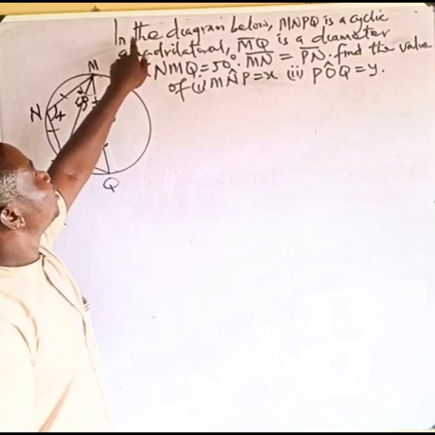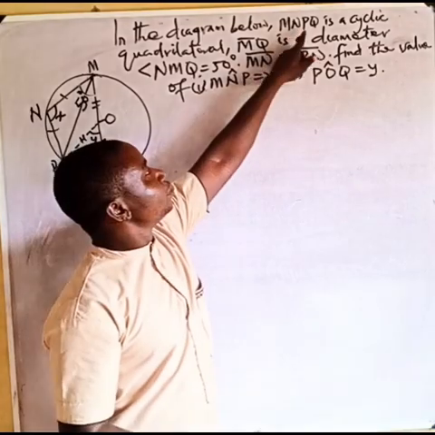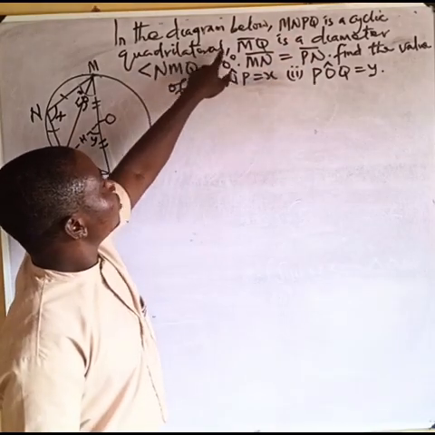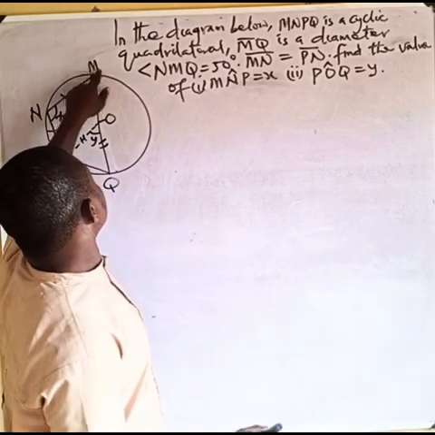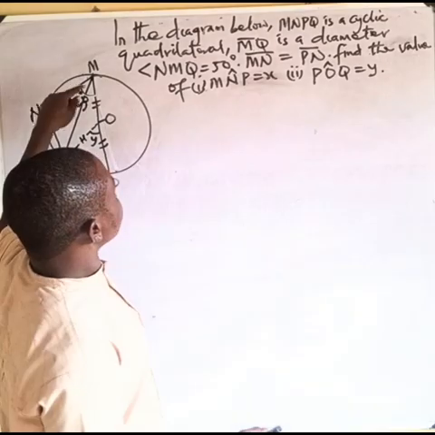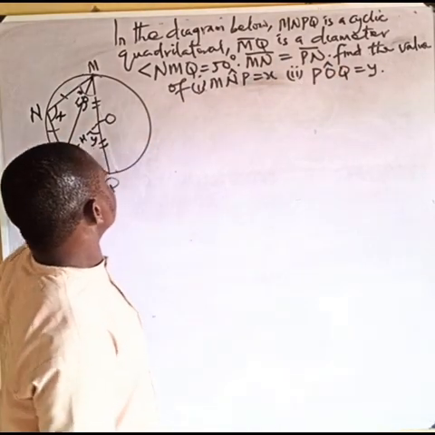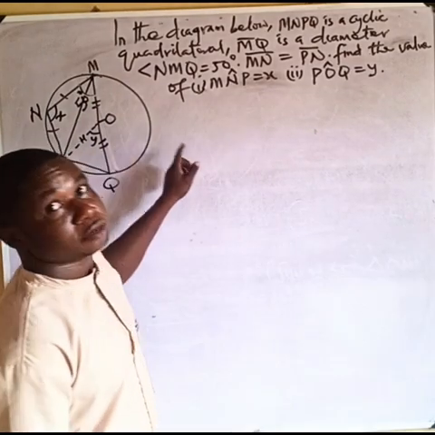The question says, in the diagram below, MNPQ is a cyclic quadrilateral with MQ a diameter. Meaning that this side of it is half of a semicircle, half a circle.